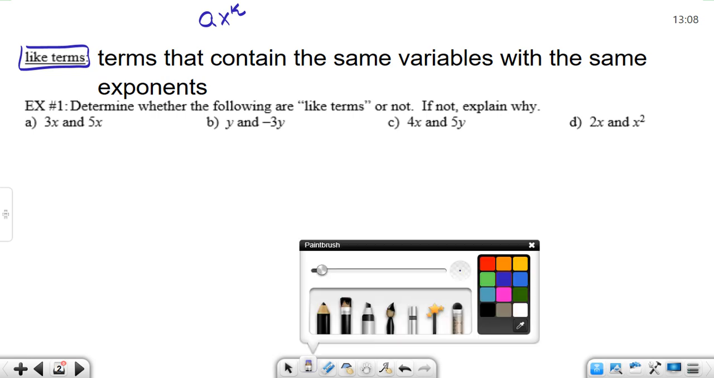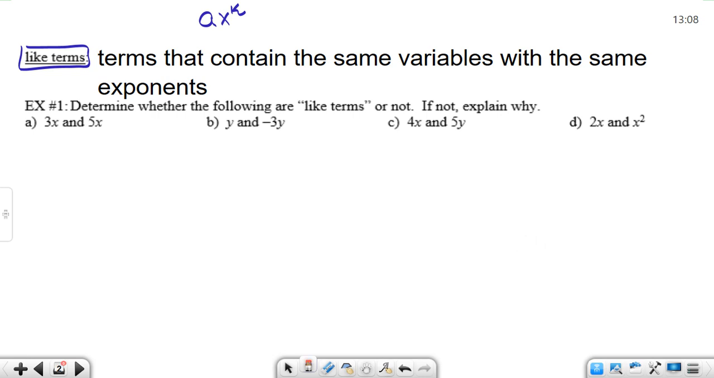So looking at example 1, it says to determine whether the following are like terms or not. If not, explain why. So if we look at A, 3x and 5x, both of those terms have a single variable, x, that is raised to the same power of 1. So these are, in fact, like terms.